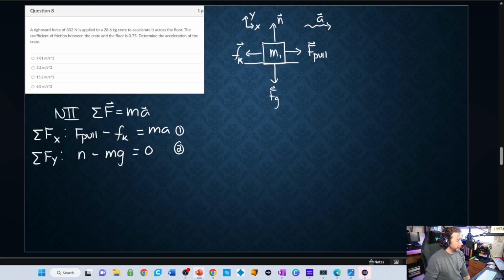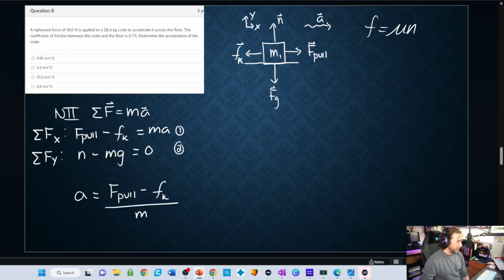So we can solve for a from equation 1. So I get a is equal to force of the pull minus force of kinetic friction all over m. Cool. I don't know the force of kinetic friction outright numerically, but we do know an equation for it. That's equal to mu times N. So let's take that and we'll put that in there. I won't do the color coding anymore. I think you understand what we're doing.